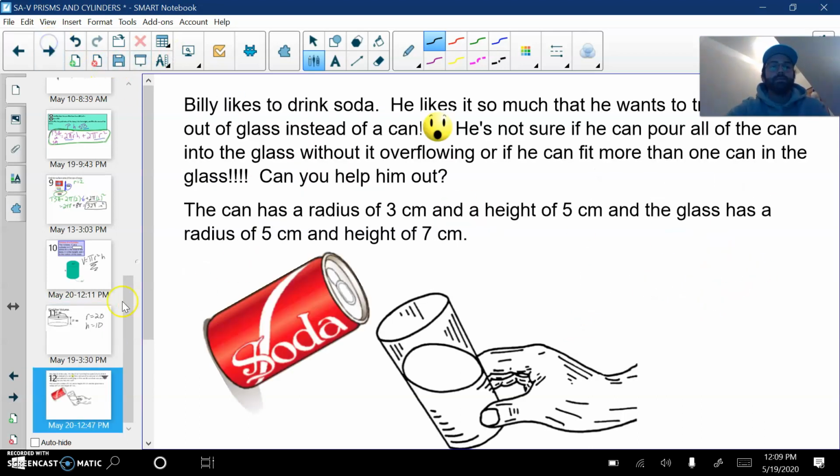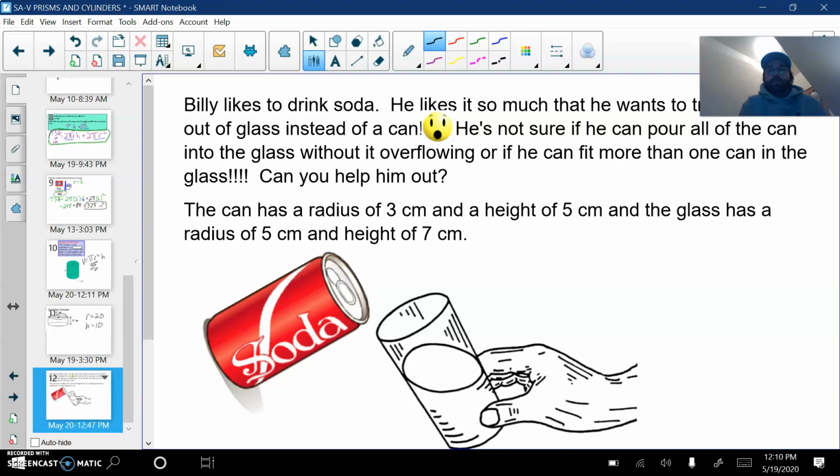Okay, let's look at this one. I'm going to read this to you. Billy likes to drink soda. He likes it so much that he wants to try to drink it out of a glass instead of a can. He's not sure if he can pour all of the can into the glass without it overflowing, or if he can fit more than one can in a glass. Such a common problem. Can you help him out? We're going to try. The can has a radius of 3 and a height of 5. The glass has a radius of 5 and a height of 7.